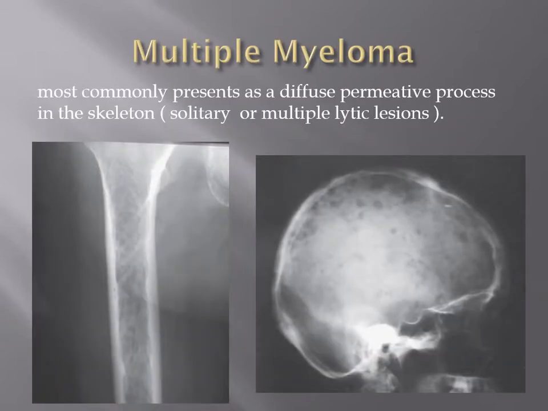Multiple myeloma also can be a diffuse permeative process in the skeleton, meaning solitary, sometimes multiple lytic lesions, and such as this is one of the favorite sites in the calvarium of the skull, with a punched-out, moth-eaten appearance.